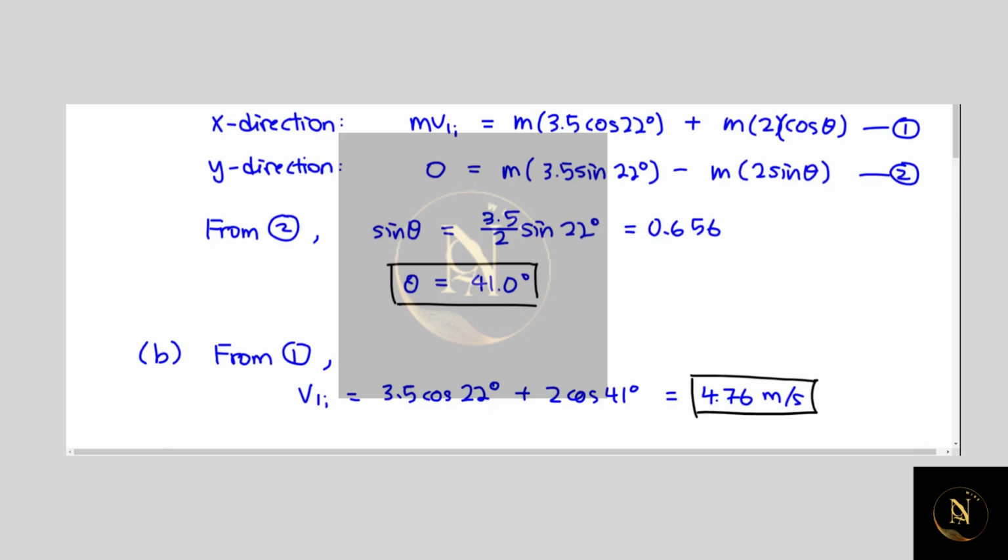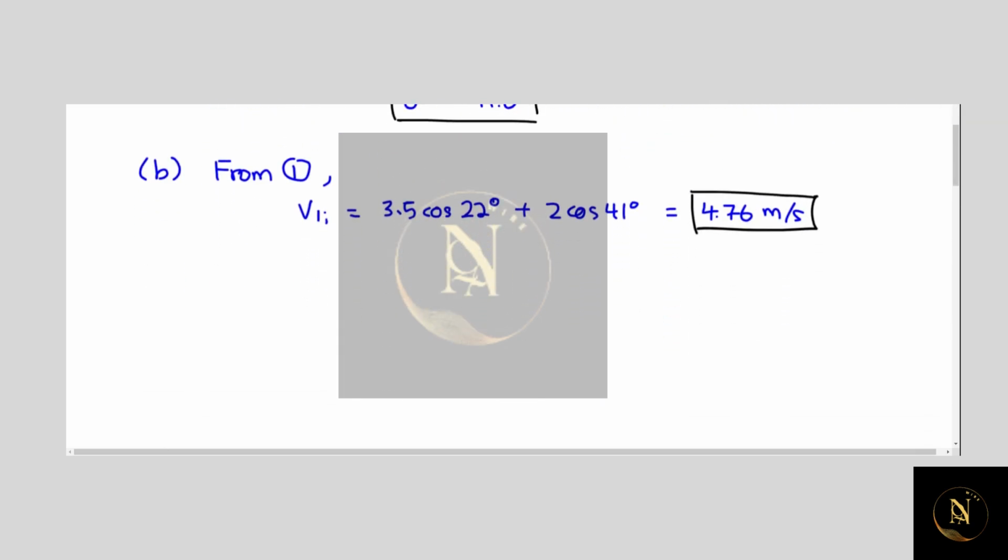Then in part C, we want to check whether the kinetic energy of the two ball system is conserved. We will find the KE before the collision. This is equal to half m v1i squared, so this is half times 4.76 squared times m, and this is 11.3 times the mass.